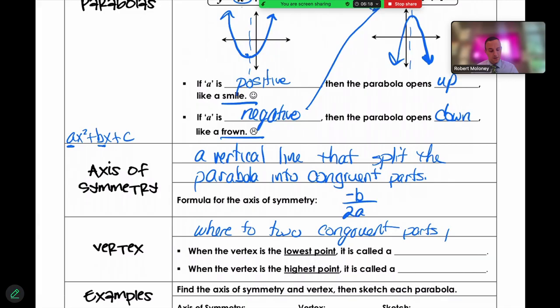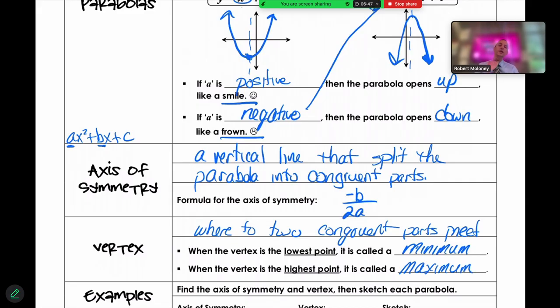And you'll notice that your vertex is going to be on that axis of symmetry. So if it's at the lowest part, we're going to call it its minimum. If you're on a swing, wherever you're lowest to the ground, that's going to be your minimum because you're swinging up and down. But if you're throwing a football or a ball, the top, where it starts to come back down towards the earth, is your maximum.